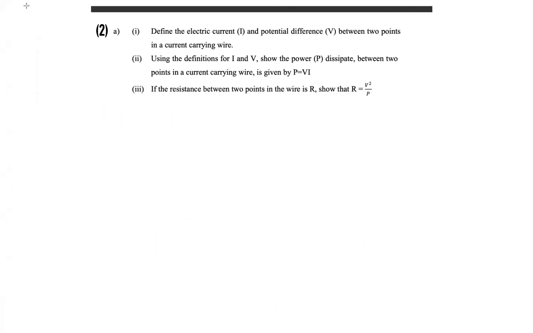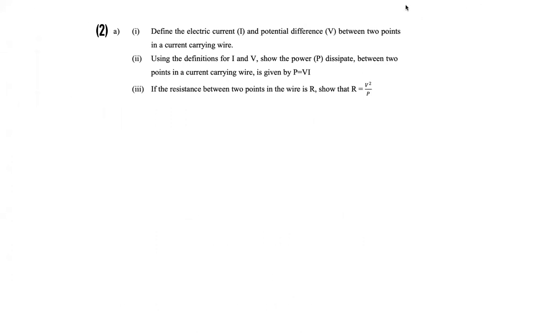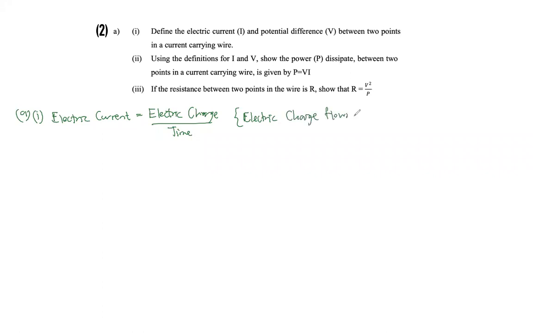Define the electric current and potential difference between 2 points in a current carrying wire. So we know, for A Roman 1, what is electric current? Electric current is equal to electric charge flowing per unit time. So we'll write electric charge over time. They are asking us to define electric charge flowing per unit time.